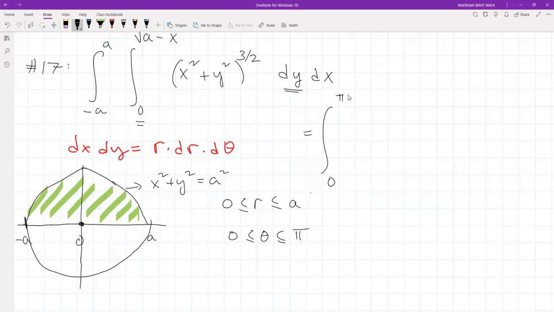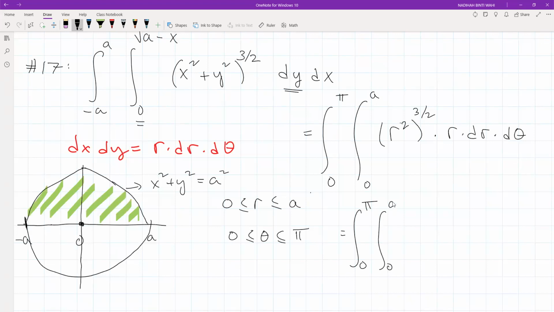And then the equation will be from 0 to pi, from 0 to a, x squared plus y squared is just r squared to the power 3/2 times r dr d theta. So this is just from 0 to pi, from 0 to a, r to the power of 4 dr d theta. So you can solve this. This is easy to solve. Okay, any questions so far?